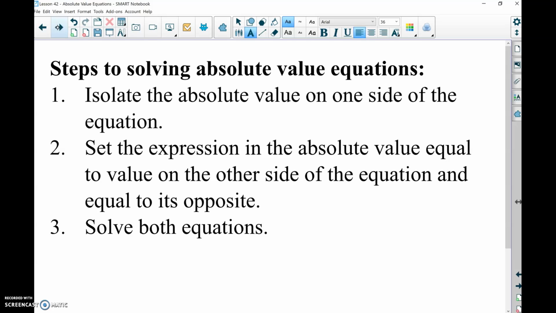Then you take the expression that's inside of the absolute value and set it equal to the value on the other side of the equation, and you make a second equation where the inside of the absolute value is equal to the opposite value on the other side of the equation. You will see in a few examples exactly how to do that. Then you solve both equations, which means you could have two solutions.